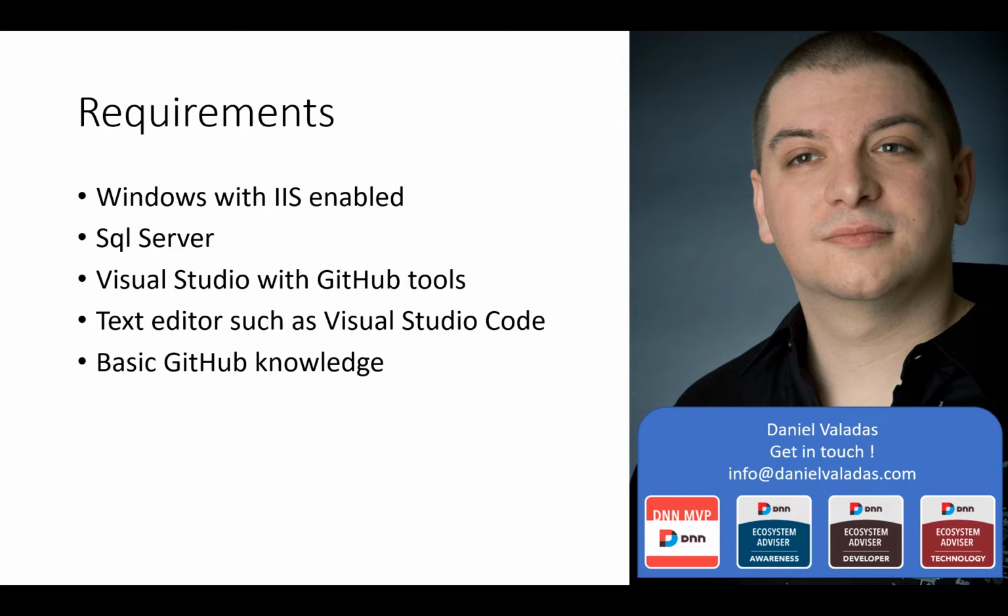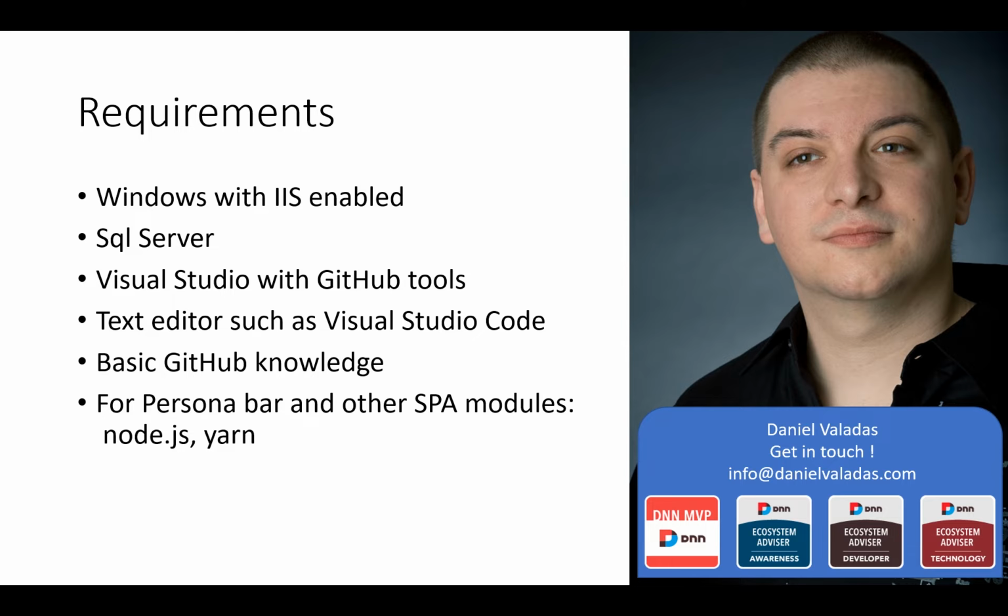And we'll also need basic GitHub knowledge. And if we're going to touch the persona bar or any SPA modules, then on top of all that we're going to need to have Node.js installed and the Yarn package installed globally to be able to build these module types.